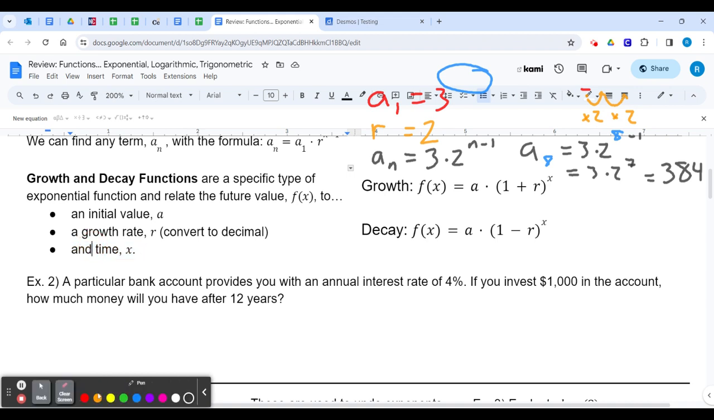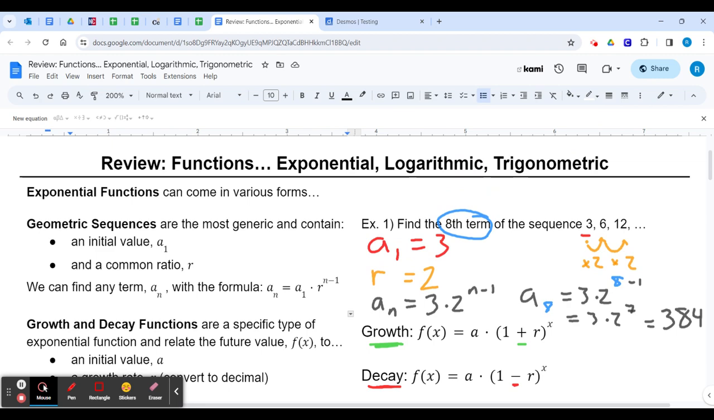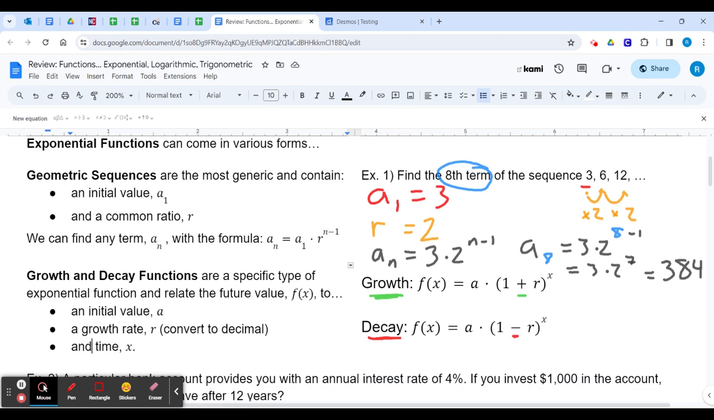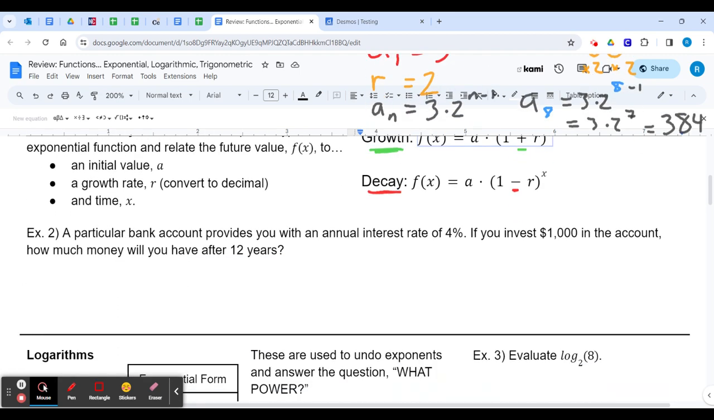And the two formulas we had were a growth formula, okay, where we were adding r in our parentheses, and that decay formula subtracting r in that parentheses. But they follow that same format that our geometric sequences do, where we have some initial value a, and we're multiplying it by something over and over and over again, so it's raised to a power.